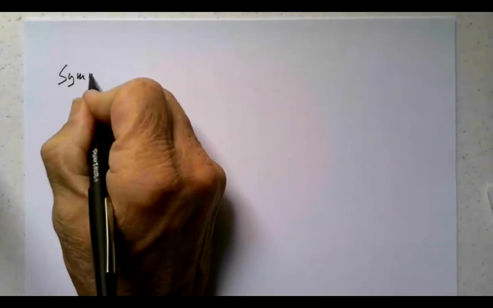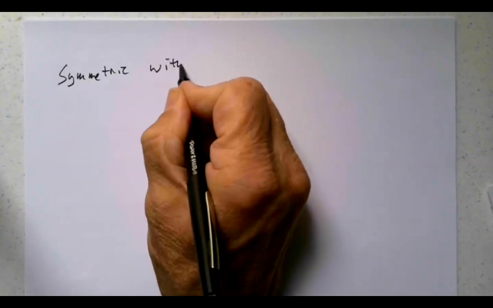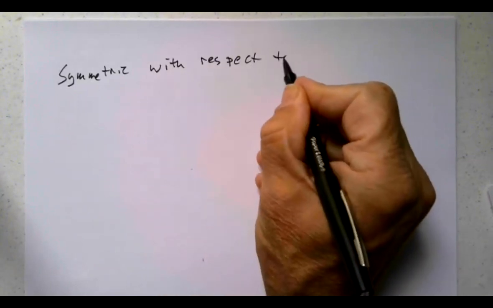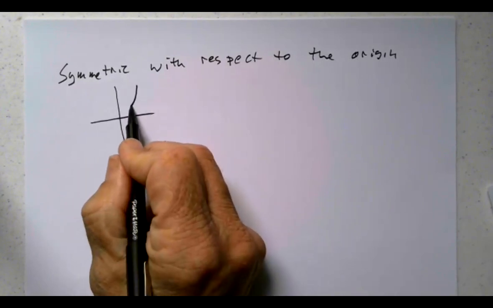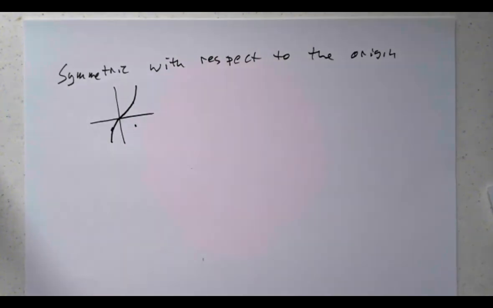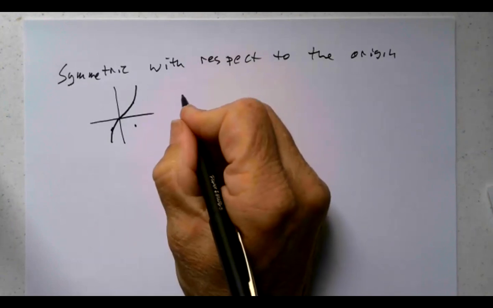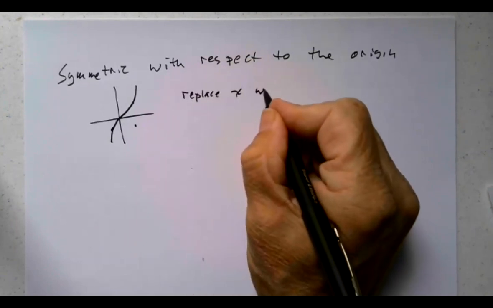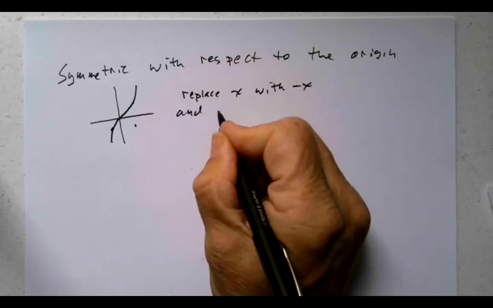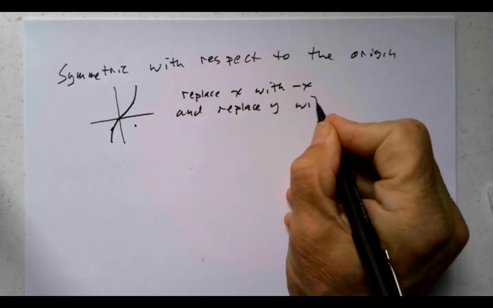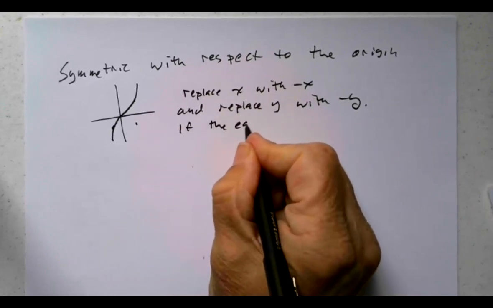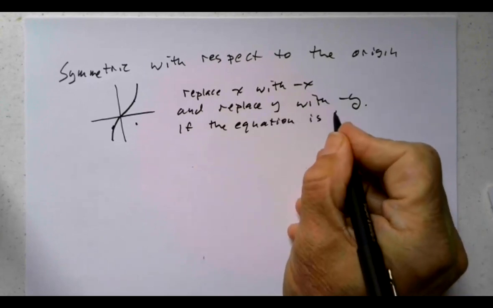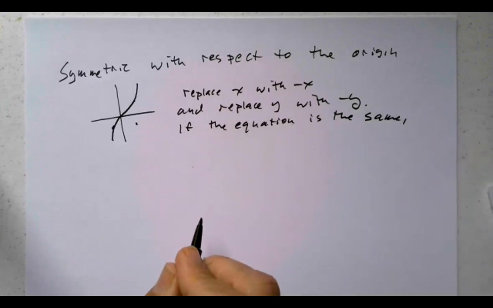If that happens, that's said to be symmetric with respect to the origin. So we see it folding over twice, to match up. And what we do here is we replace both. Replace x with negative x and replace y with negative y. If the equation is the same, the graph is symmetric with respect to the origin.